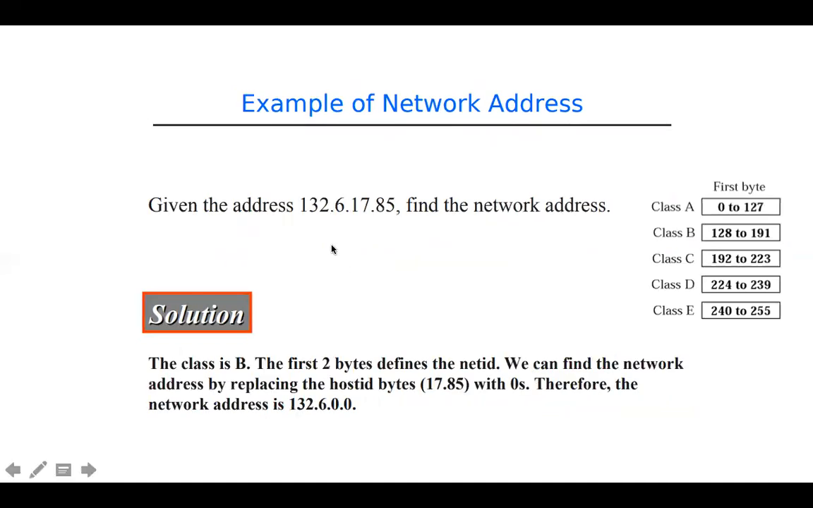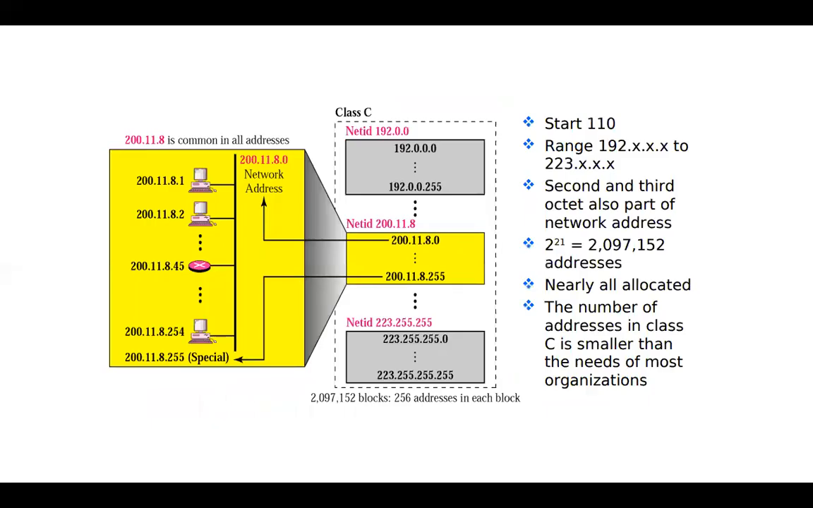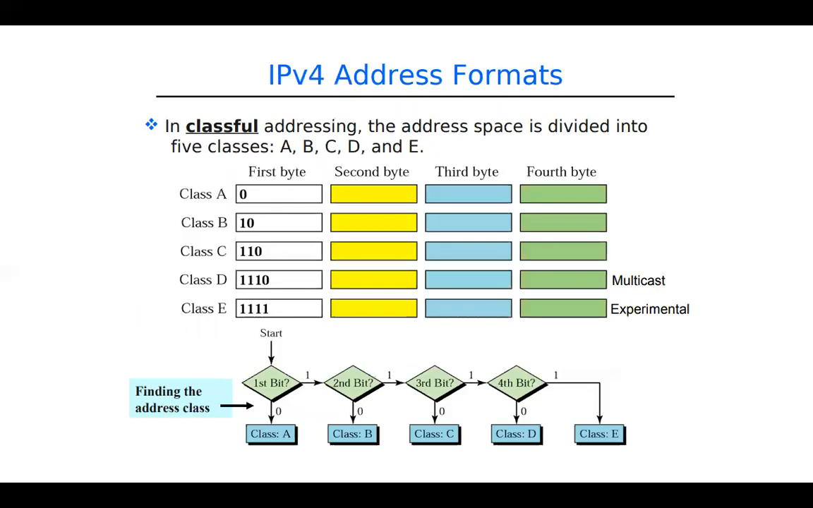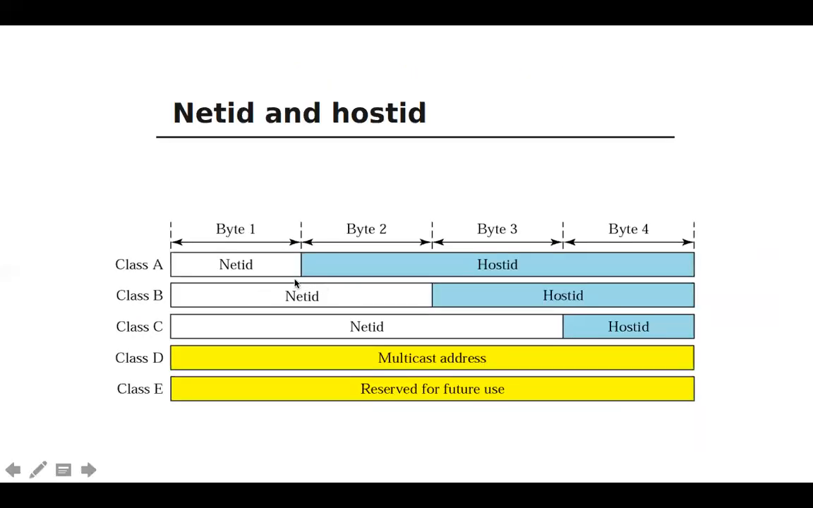So next example, given the address 132.6.17.85, find the network address. First, determine the class. The first byte is 132, so it is actually class B. If you refer to the previous slide, for class B, the first two bytes are the net ID and the third and fourth bytes are the host ID.